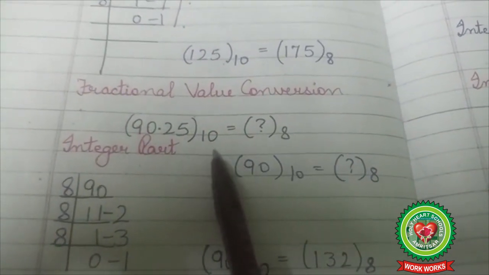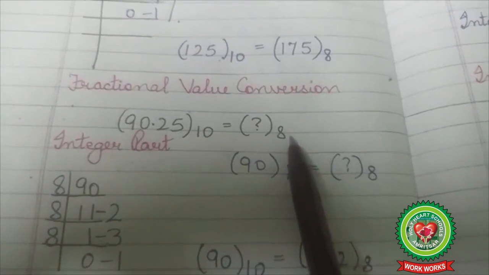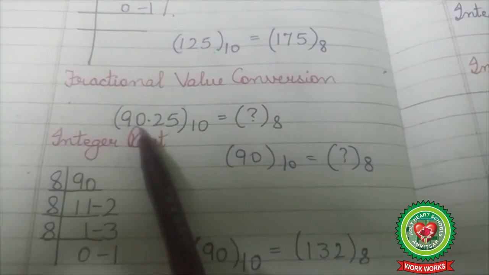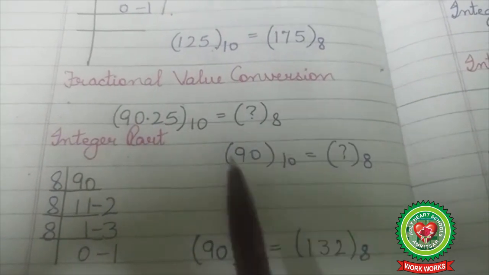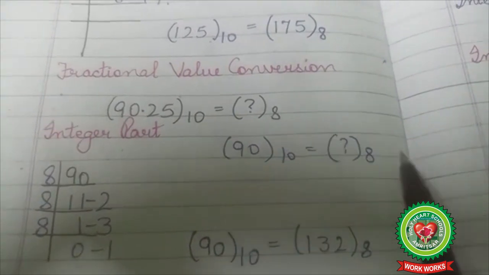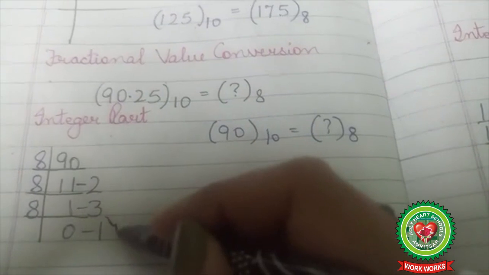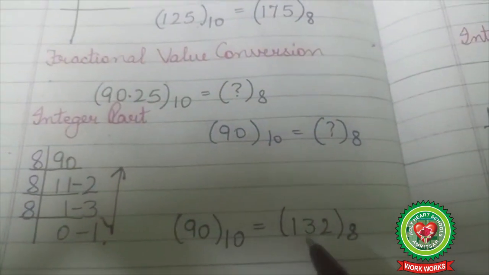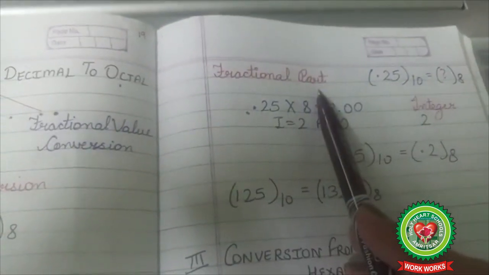Convert 90.25 base 10, a decimal number, to an octal number. Here 90 is the integer part, and 0.25 is the fractional part. You all have done how to convert the integer part to an octal number by dividing it by 8 and writing the remainders in reverse order. So the answer is 132. Now how to convert this fractional part?